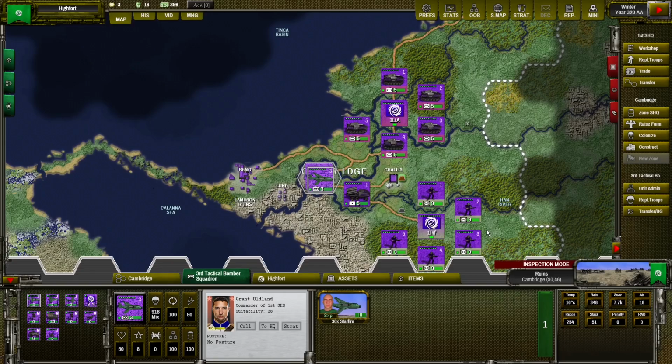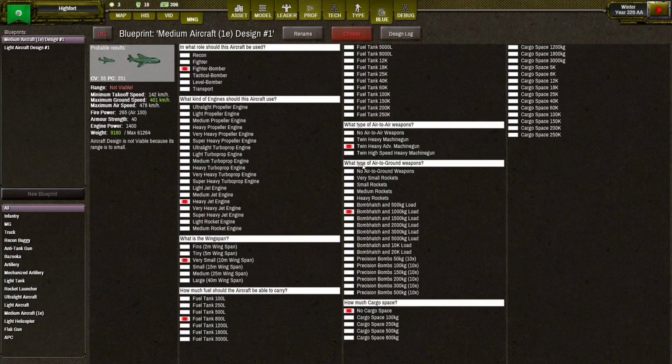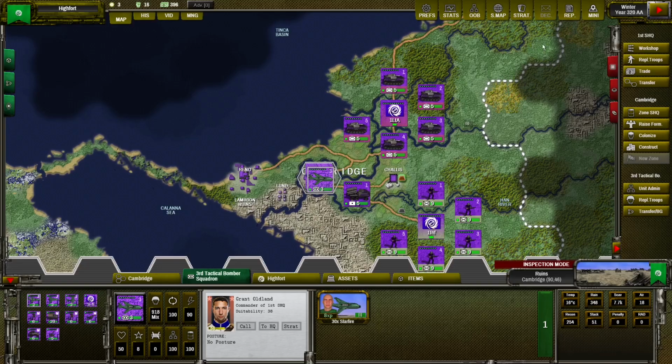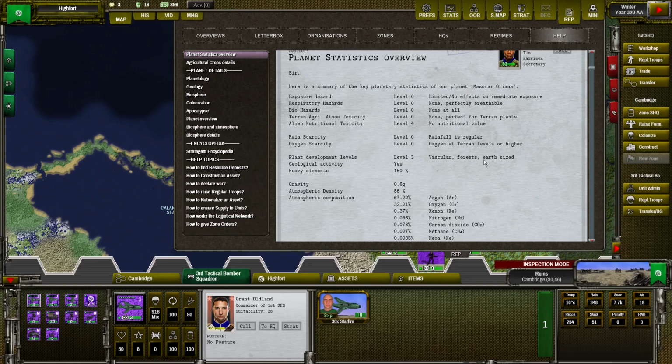Today you will learn how to design aircraft units and use them for different roles on the battlefield. I will explain how to create good aircraft models using blueprints and how to set up aircraft design to achieve the best statistics for each of the available roles. And for that, we'll also learn how the planetary conditions are affecting our designs, especially the gravity and atmospheric density.